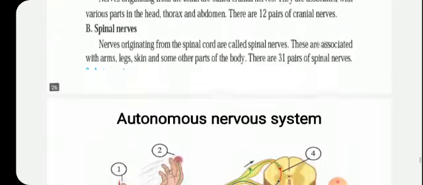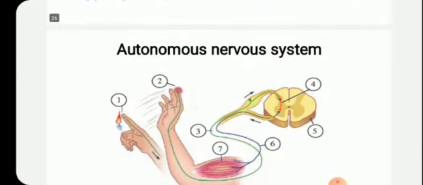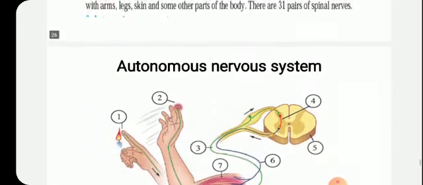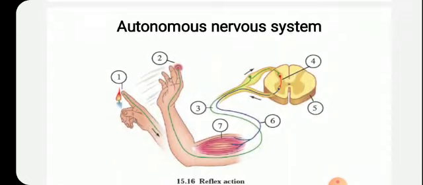Next is the autonomous nervous system. Children, the autonomous nervous system consists of the nerves of involuntary organs. There are some involuntary actions which are not under our control, like respiration and digestion. This process goes on continuously. So that is called involuntary actions, and the organs that do it are called involuntary organs. Heart, lung and stomach are called involuntary organs. So their working and function is not under our control.